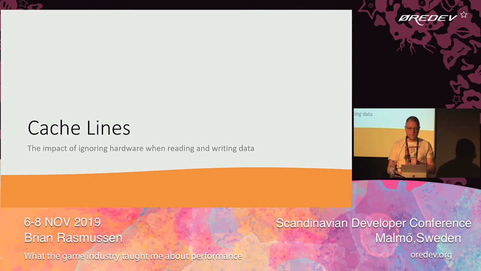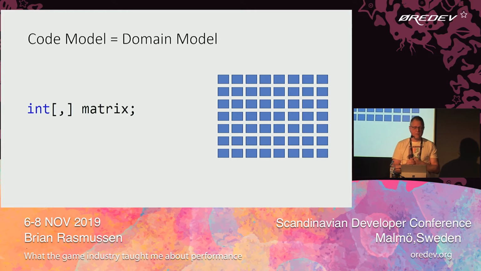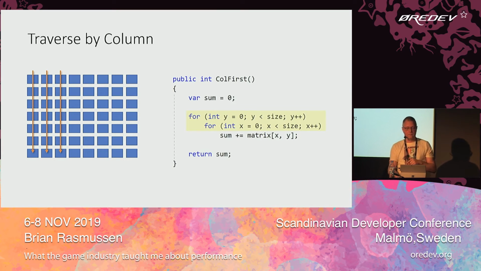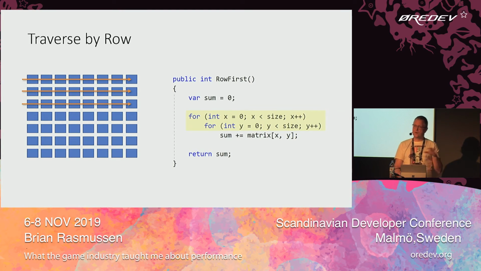OK, so examples. Let's say we have this simple example. We have a matrix of numbers, and we can model that as a two-dimensional array of rows and columns, just as shown here. Typically, when we have a data structure like this, we want to go through each of the elements at some point. And we can do so by column or by row. And the code is almost identical, right? It's just we swap the two loops. But the performance is very different between the two.